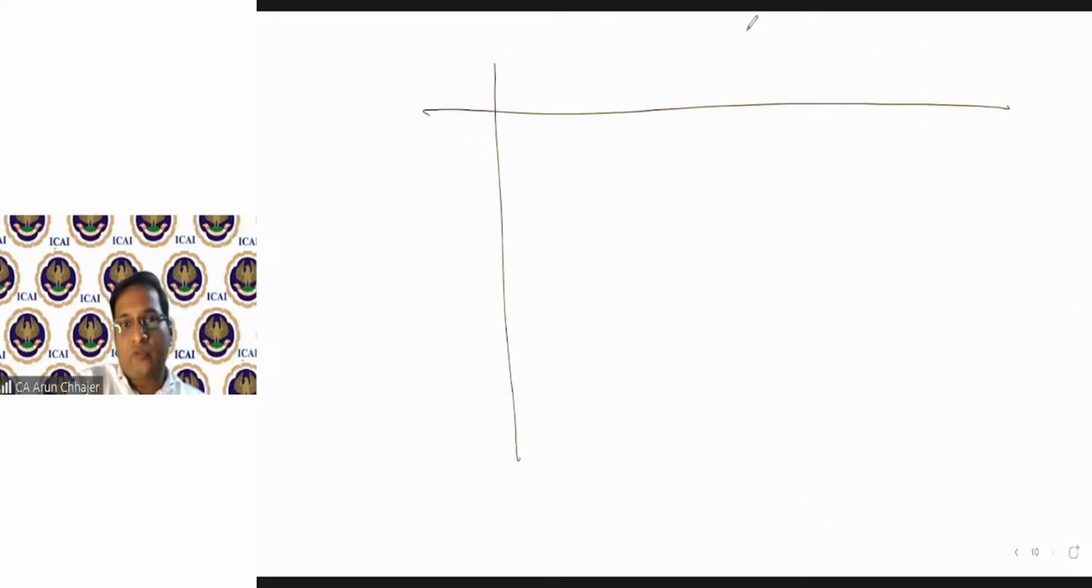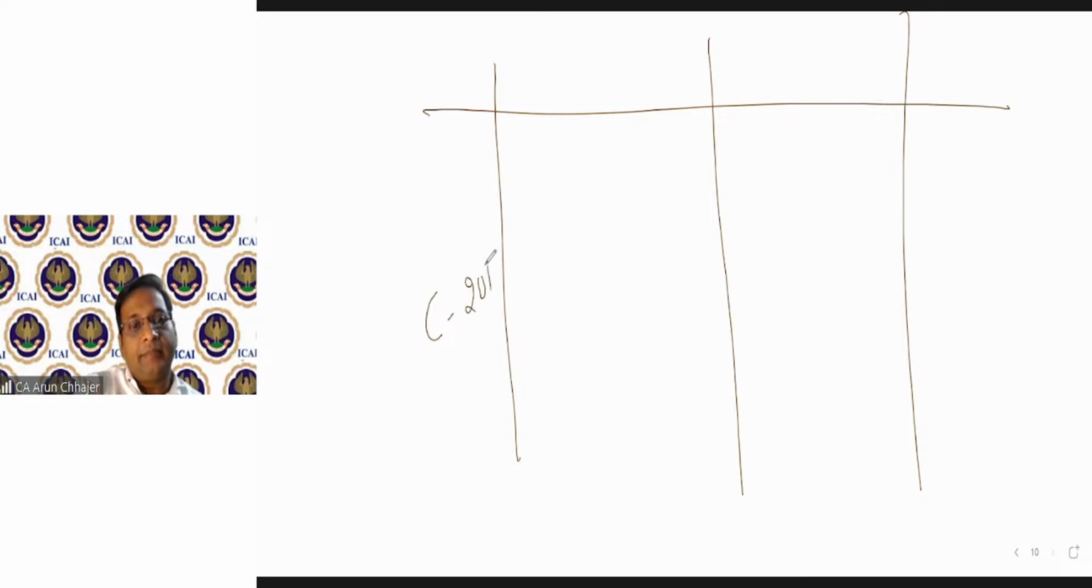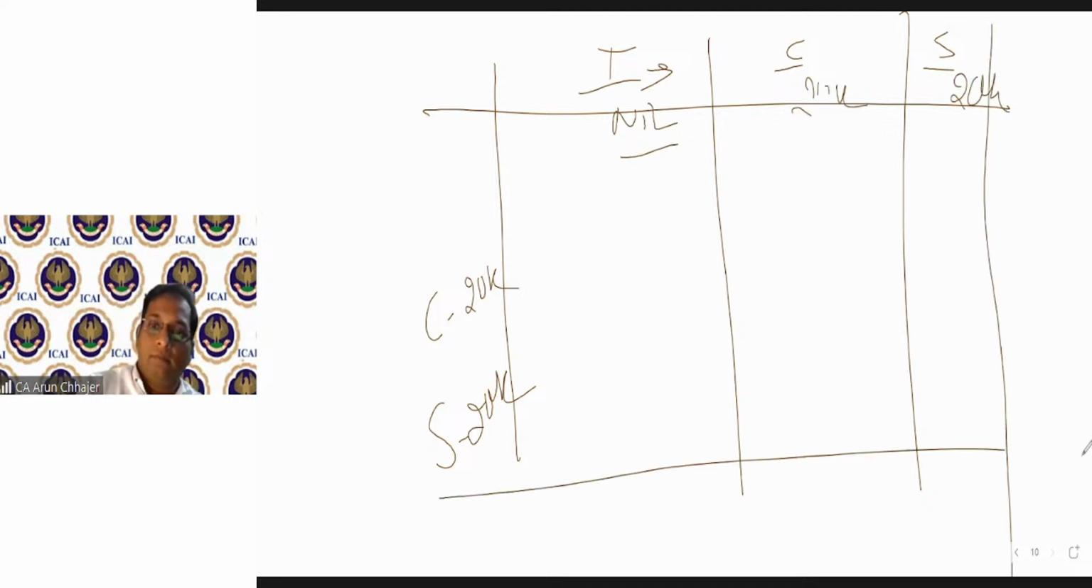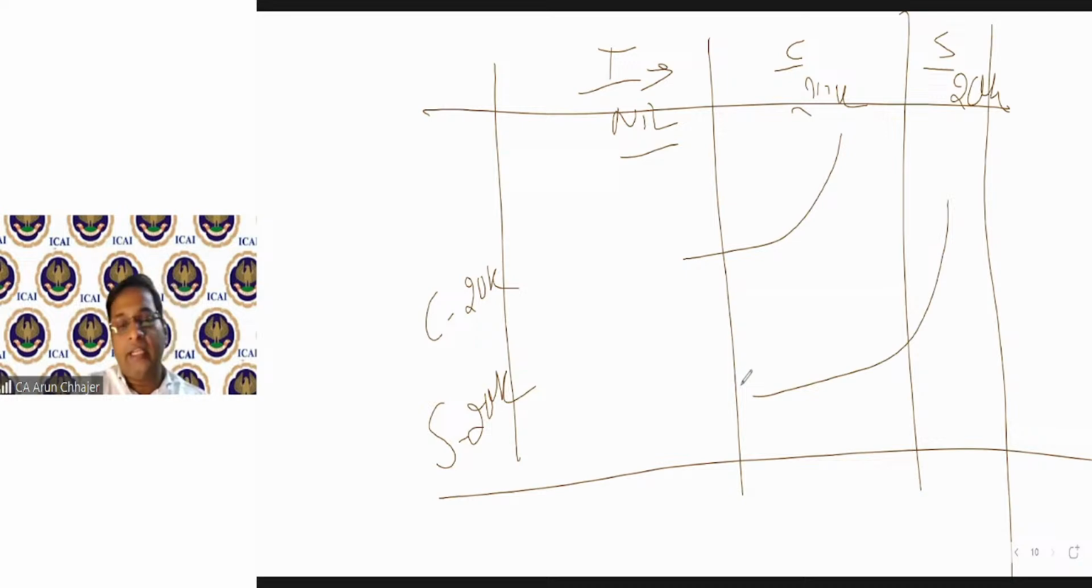Now think about this situation. CGST has 20,000 ka liability. SGST has 20,000 ka liability. IGST, CGST, SGST. IGST is nil. C has 20,000. S has 20,000. I know that C can be used entirely for C, S can be used entirely for S, and there is no liability to be paid in cash.